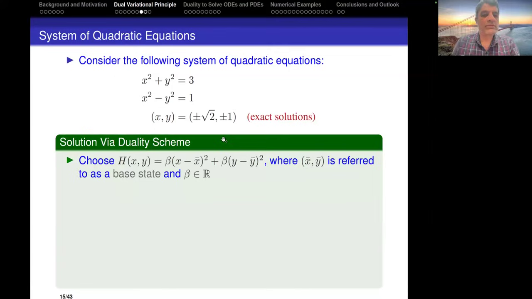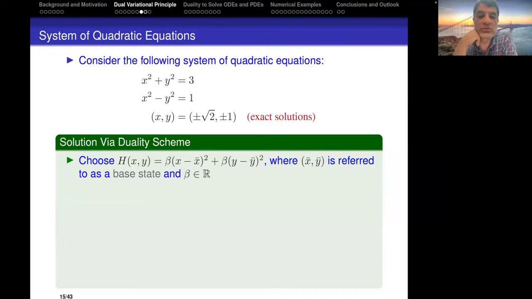Now there's a slight difference from what I did before. I choose h again as a quadratic function, but now I have two additional ingredients: x minus x bar squared plus beta times y minus y bar squared, where x bar, y bar is referred to as a base state and beta belongs to R. It might become clearer in the next slide, but I'll tell you up front what this means, at least the way I see it. x bar and y bar can be thought of as an initial guess, as a prior, if you look at the language of Kullback-Leibler. A prior guess or a prior solution, because there are many solutions.